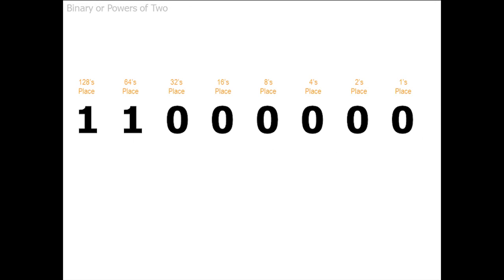So let's put it all together. Let's actually make sense of how this works. So the number in binary here, 11000000. You look at that and go, okay, wonderful. What does it mean? Remember, 1 is on and 0 is off. So in this case, you have 1 in the 128th place, 1 in the 64th place, and then off everywhere else. So 2 ones and a whole bunch of zeros.